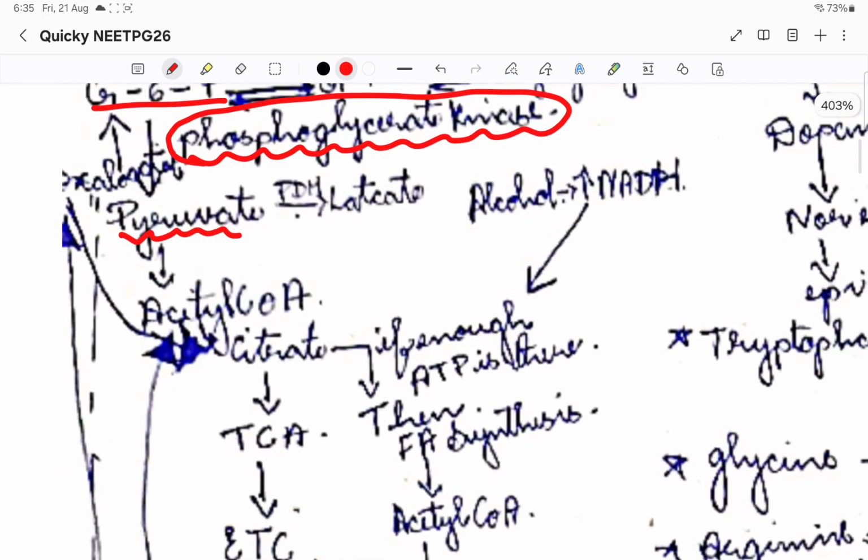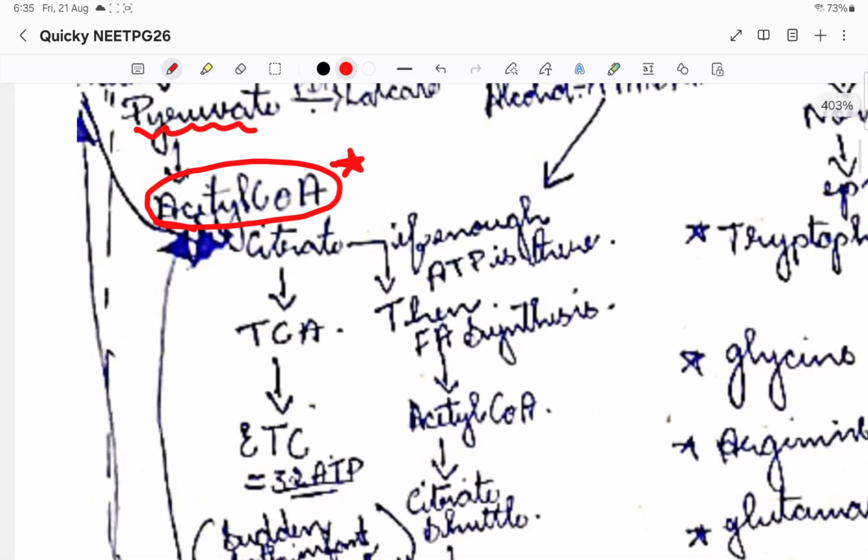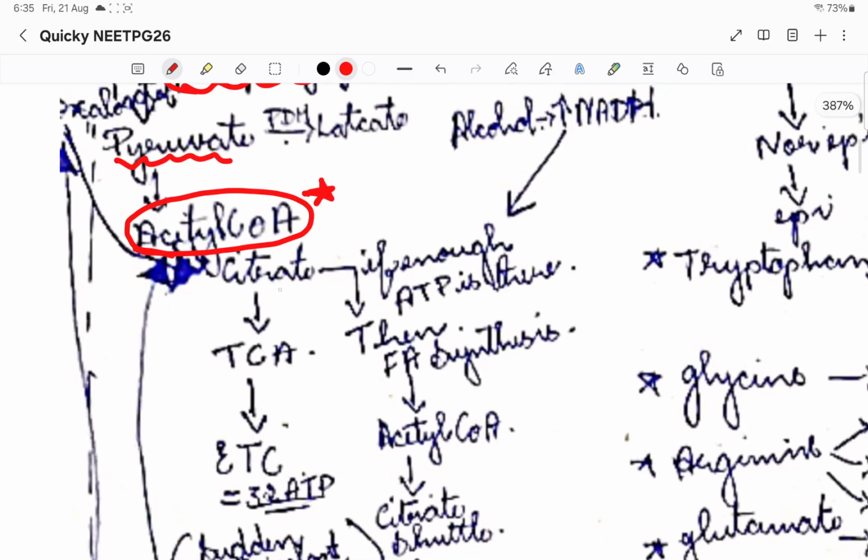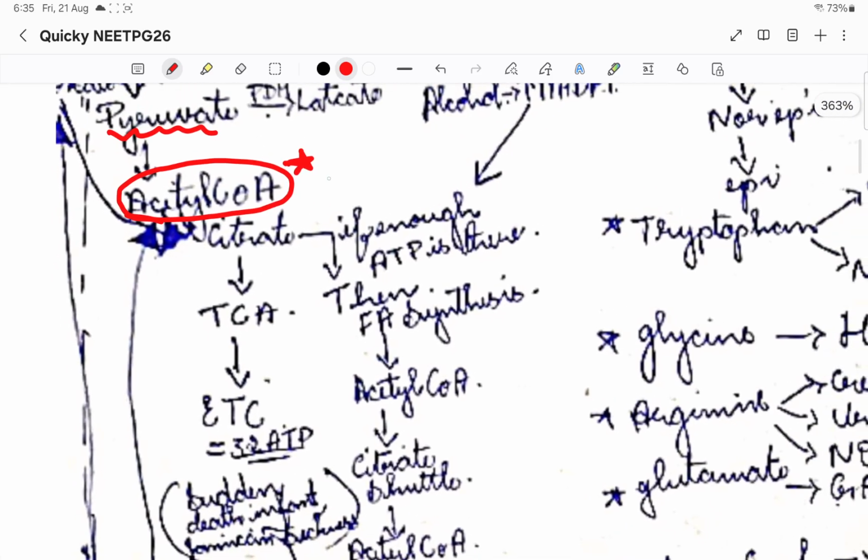What the pyruvate does is it will form something known as acetyl CoA. Please remember this, acetyl CoA, the most important thing that will be forming in the entire body. Then it enters the TCA cycle. You know the TCA cycle, right? The Krebs cycle, the most important.